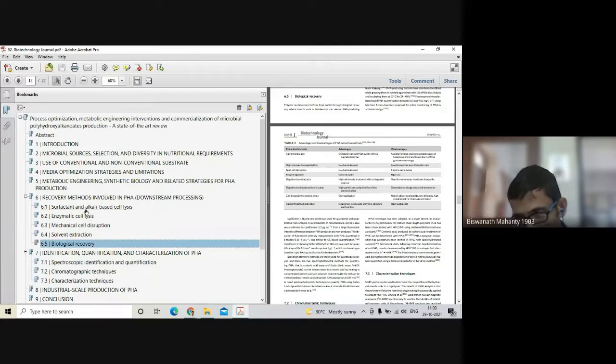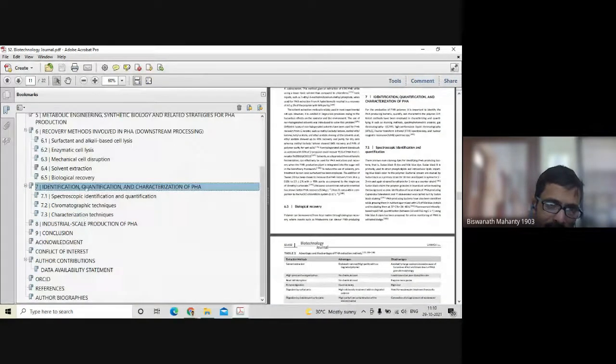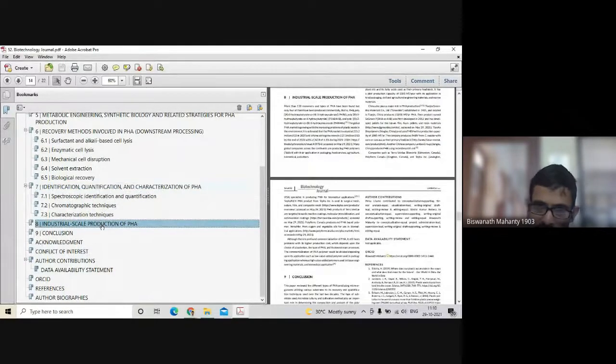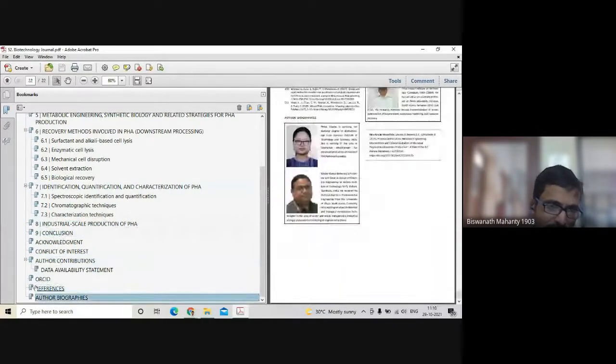It is important because when you read this review, you will come to know the possible ways people have already investigated. Once I make a review paper for you, and you study it, you will definitely have a comprehensive idea on the topic. So we are understanding how it can be recovered, how things are normally quantified and characterized for this PHA, how industrial scale production happens, conclusions, and that's all. That makes the work finish.